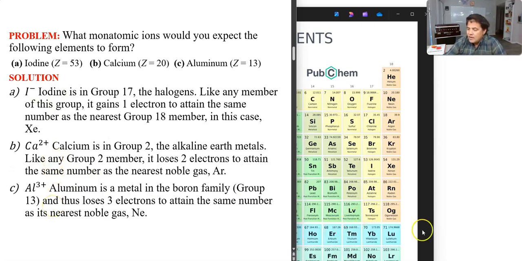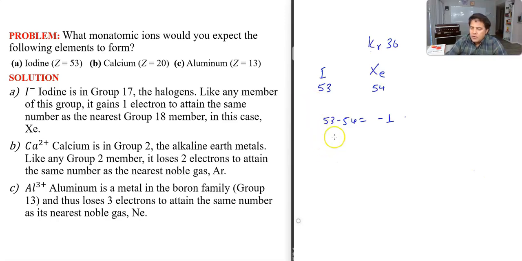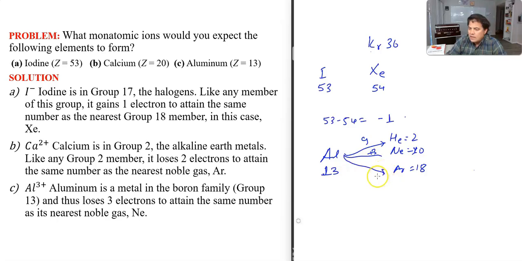Similarly, calcium, we already did that. Aluminum, we have not done yet, so let's see the aluminum. Aluminum is 13, right? The closer ones are helium, which is 2, and neon, which is 10. Argon is 18. Which one is the closest? 13 minus 2 is 11 and 13 minus 10 is 3, plus 3, right? 13 minus 18 is minus 5, right?